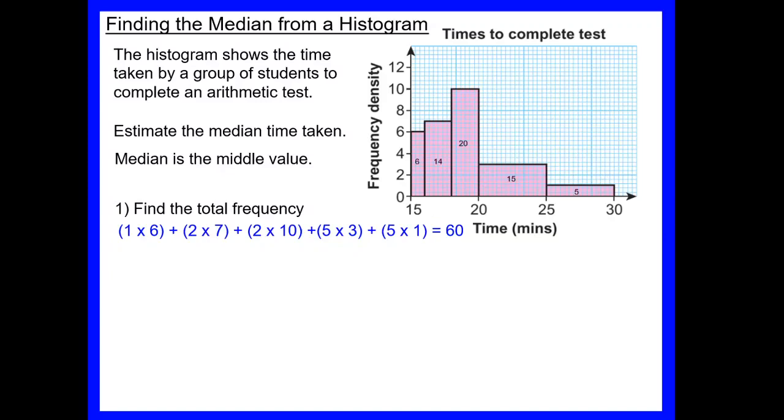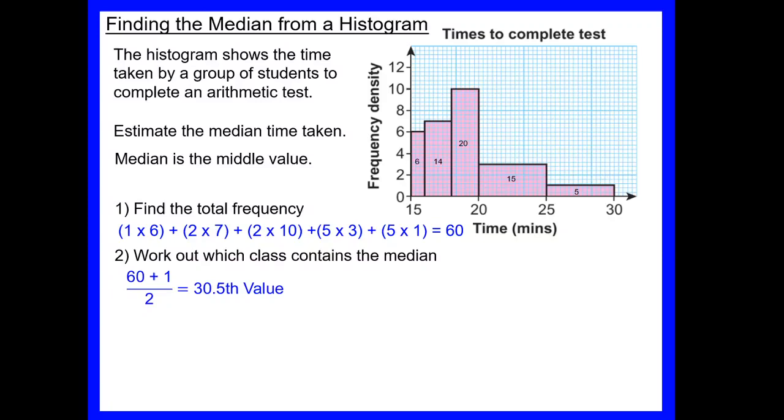Again, I've written on the bars the frequency of each of those bars individually. We're going to need to use that later. Once we know the total frequency, we can now find which of the groups contains the median. So we want to know which of these bars the median person is in. To find the median, our median formula is n plus 1 divided by 2. It's the same as we used when we were doing cumulative frequency. So in this case, my total number of people is 60, so 60 plus 1 divided by 2 means I need the 30.5th value.